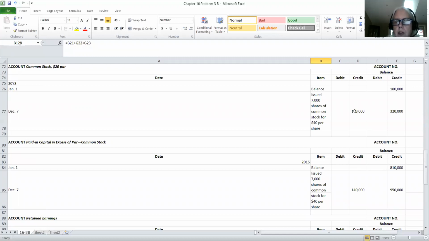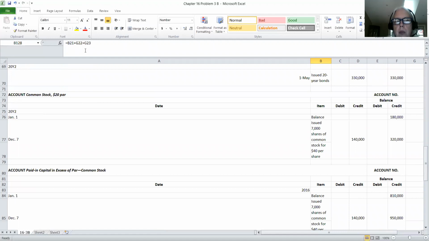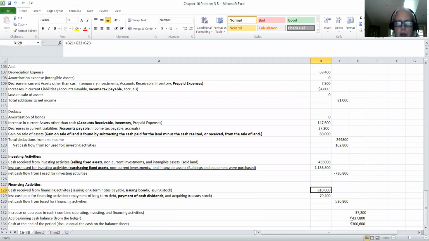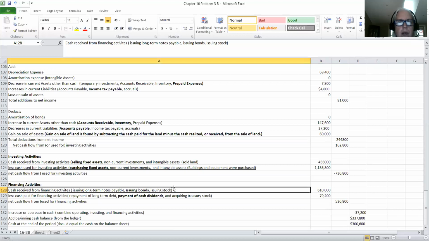So this and this combined, plus the fact that we issued bonds, there were three parts to this transaction. And all three of those together amount to $610,000. Look at your formula bar, and that will help you to see where that amount came from. So not only did we issue bonds, but we also issued some stock.